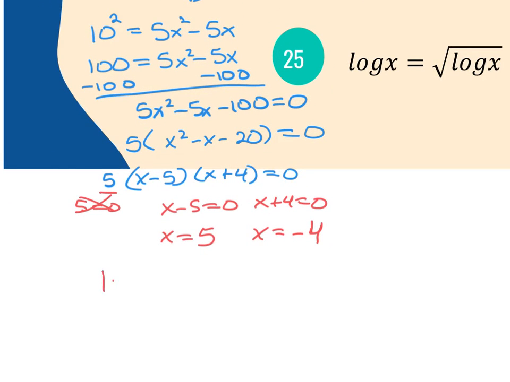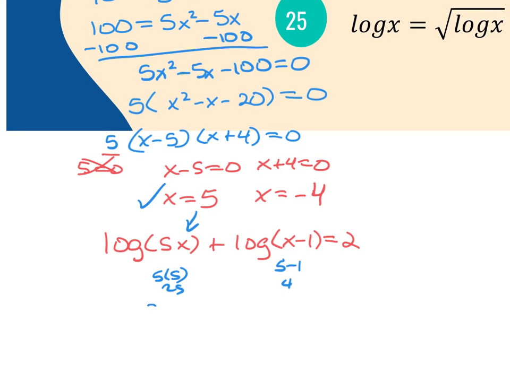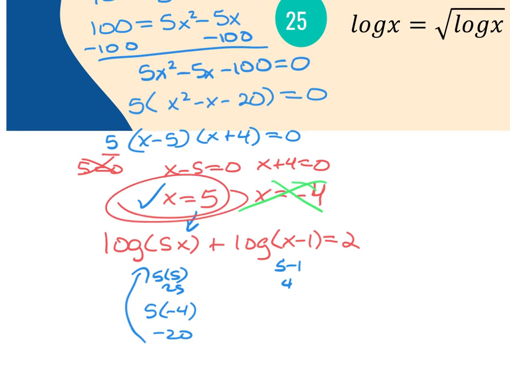So remember, your original problem was log of 5x plus log of x minus 1 equals 2. So if I put in a 5 here, 5 times 5 is 25. That one's good. And then 5 minus 1 is 4. So this one checks. But let's try the negative 4. If I do 5 times negative 4, I get negative 20. It's making this one negative. I don't even need to look at the other one. It's going to make the other one negative as well. So we're going to throw away that answer. So the only solution here is x equals 5. Because again, we do not want it to be negative.